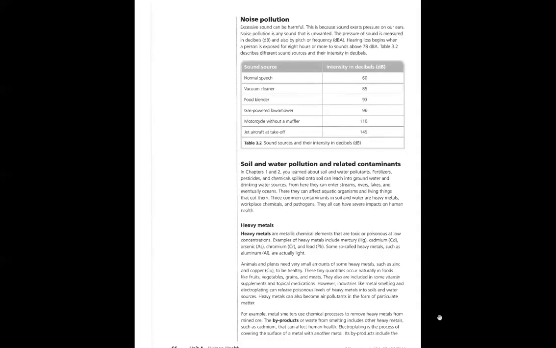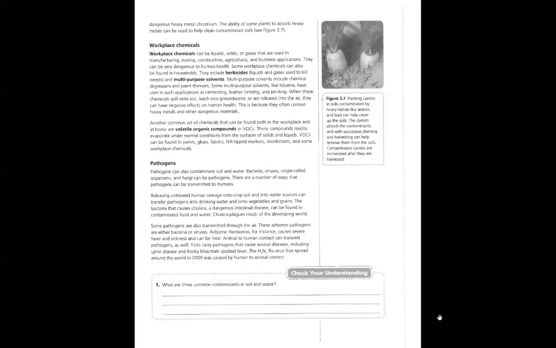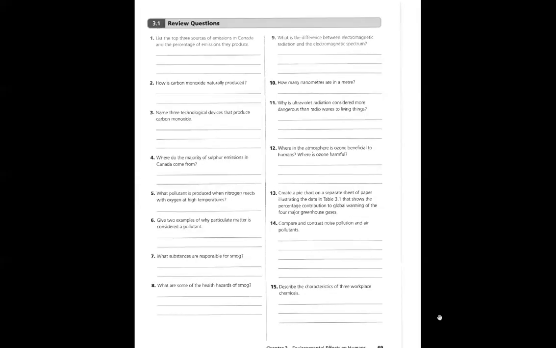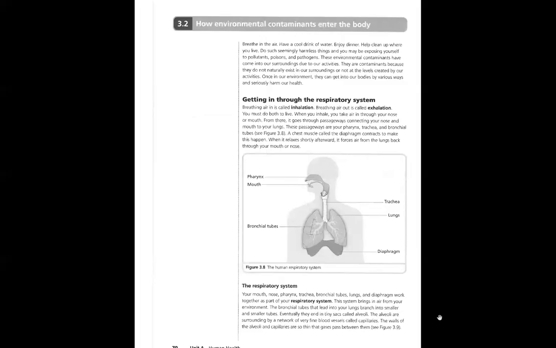Noise pollution, we just touched on. That's pretty basic though, just what is noise pollution and what kind of effects can it have. Soil and water pollution is a big part. We did a lot of work on that. So we want to look at what heavy metals do, workplace chemicals that might go into soil, and pathogens, and how these can be very, very deadly to humans, animals, plant life. All right, so that was it for common environmental factors.